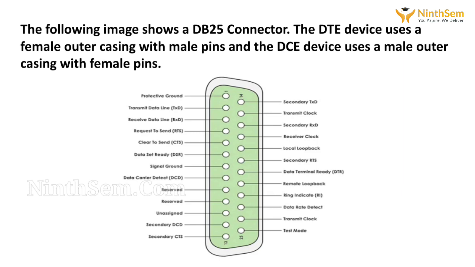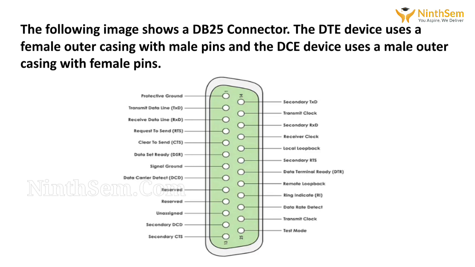The DTE devices use a female outer casing with male pins, whereas the DCE devices use a male outer casing with female pins. As we can see in the image, there are 25 pins, with each pin having its own functionality, as I have said earlier. Pin numbers 2 and 3 stand for transmit and receive of data. Pin numbers 4 and 5 stand for request to send and clear to send. Similarly, pin number 25 is test mode, whereas pins 7, 8, 9 each have their own functionality.